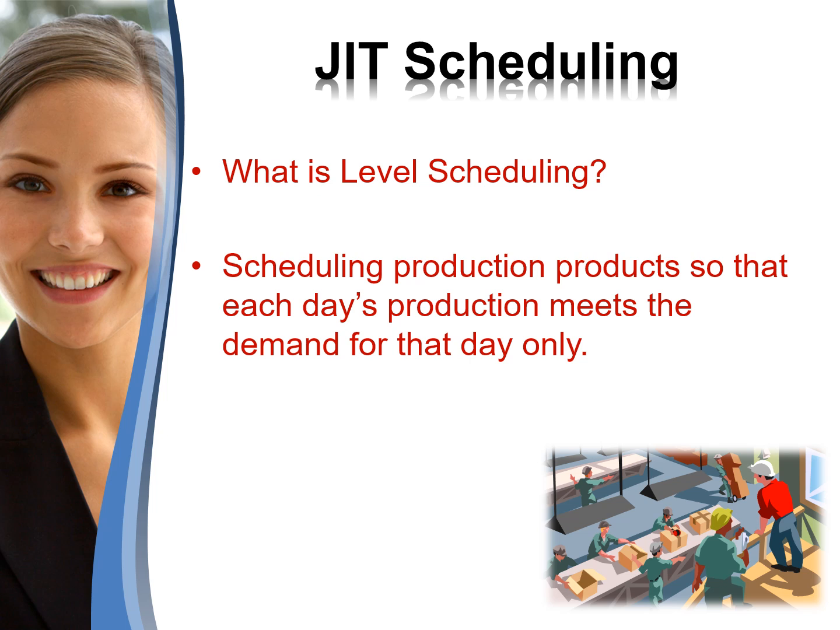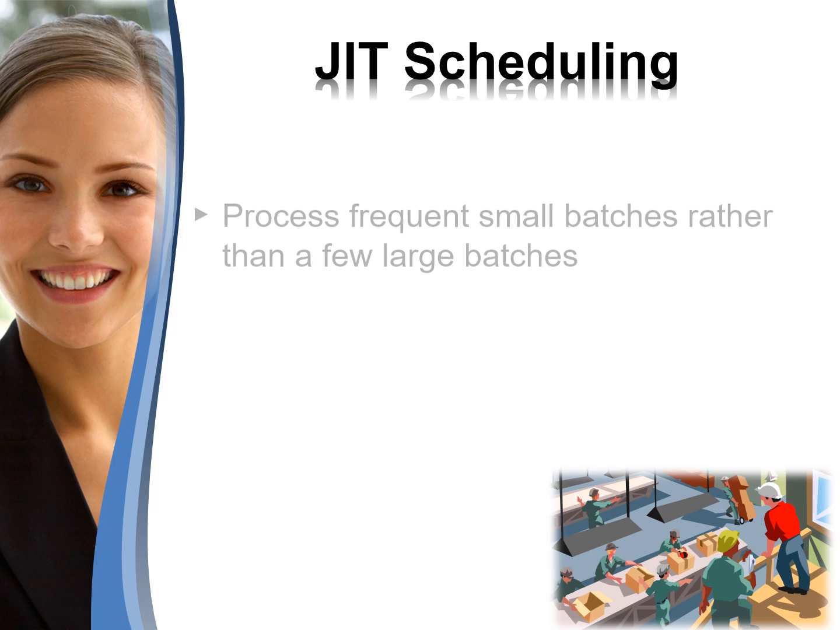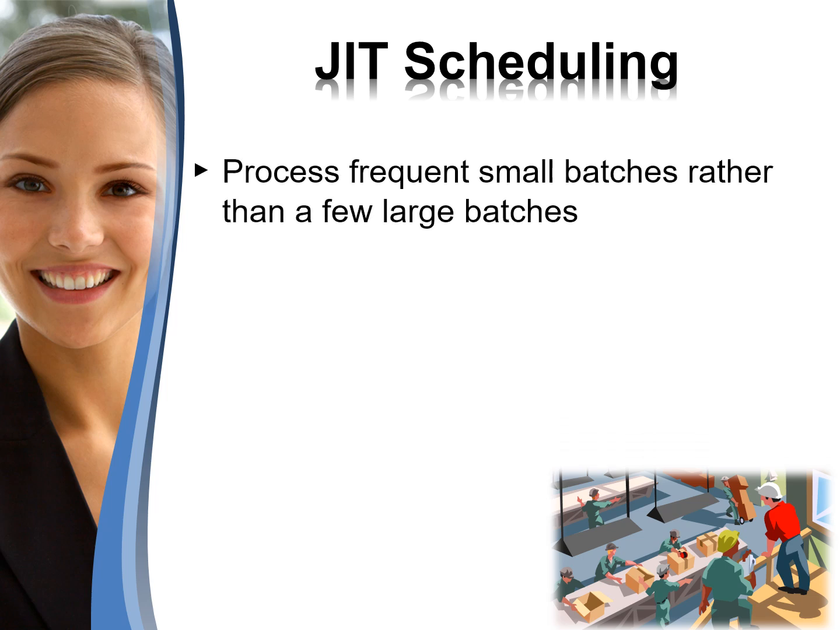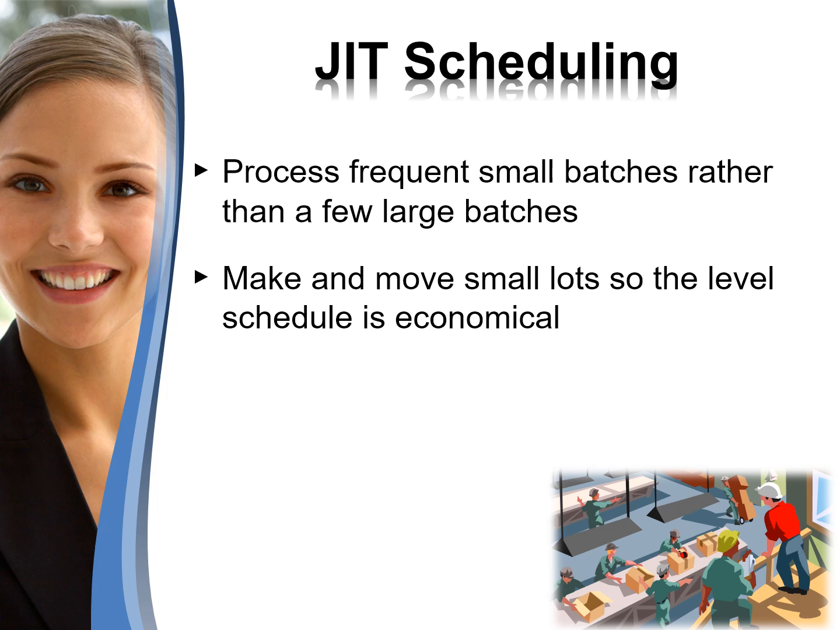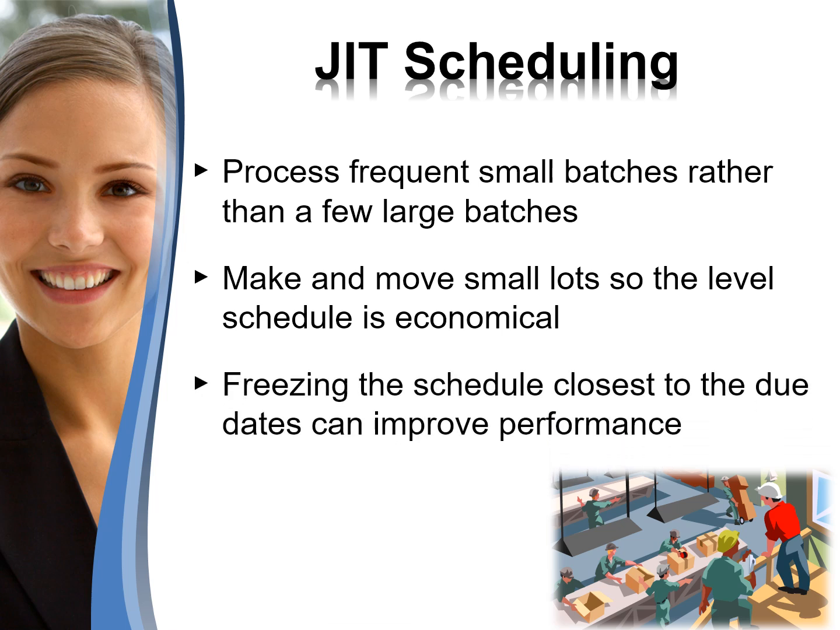Scheduling production so that each day's production meets the demand for that day only. So if you know you have to produce 500 units a week, you should not have to produce more than 100 a day. Process frequent small batches rather than a few large batches. Make and move small lots so the level schedule is economical. Freezing the schedule closest to the due dates can improve your performance.